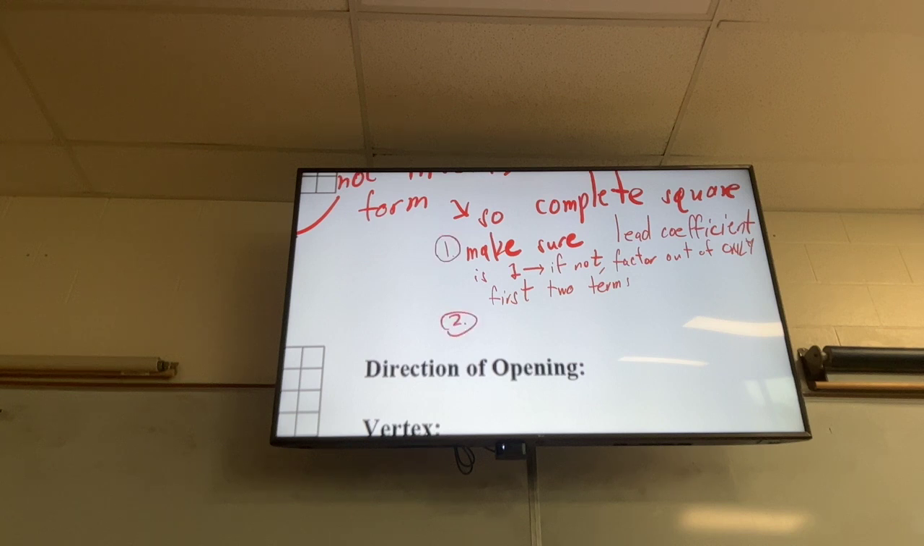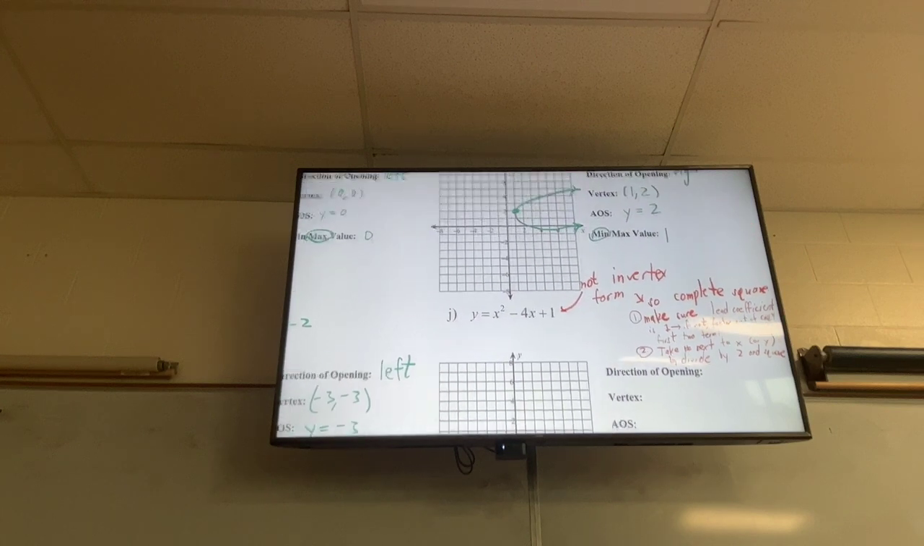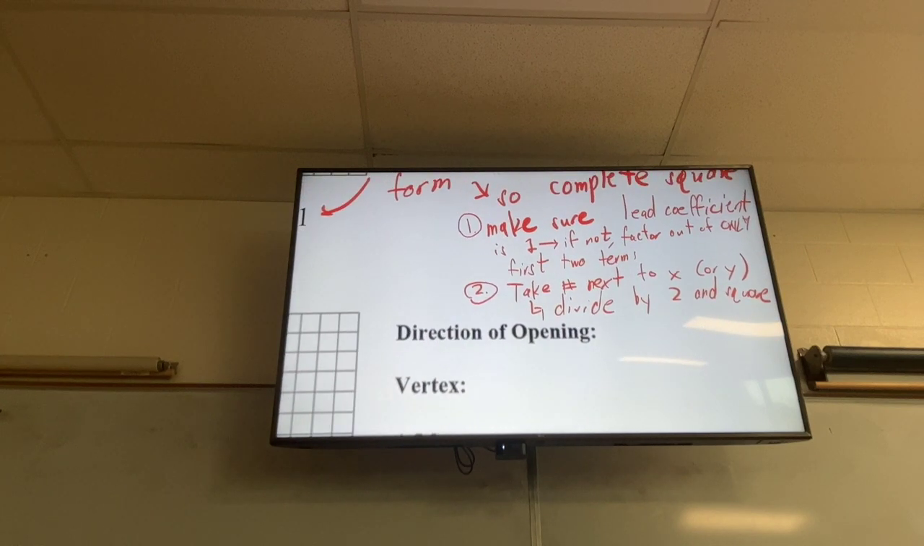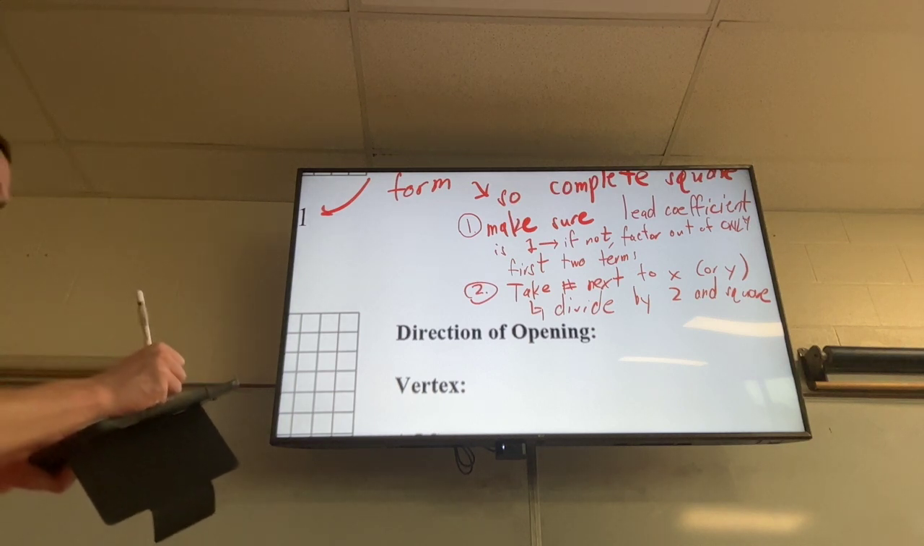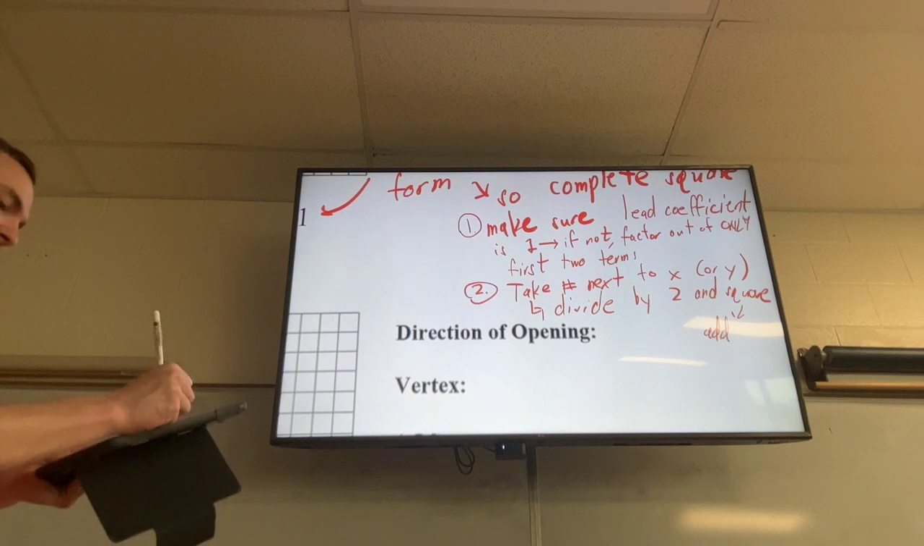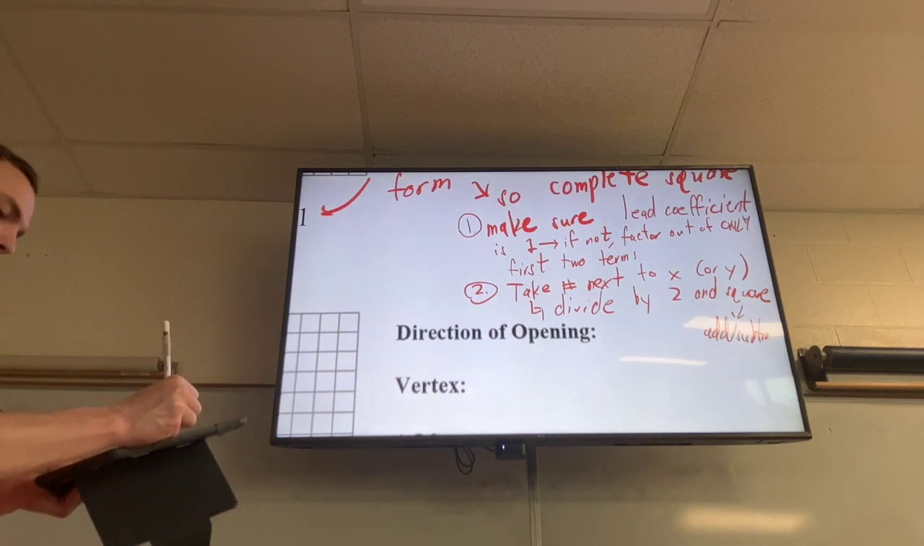Second step, okay? Take the number next to x or y. What you do, you take that number, you divide it by 2 and square it. What you do with that number is you add and subtract that number to your equation.